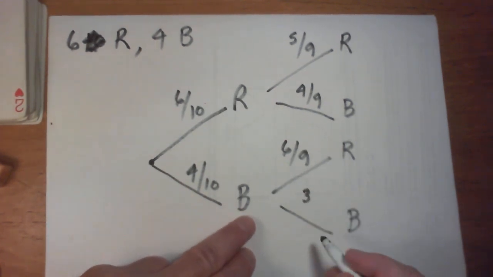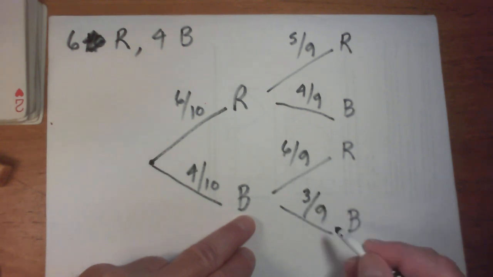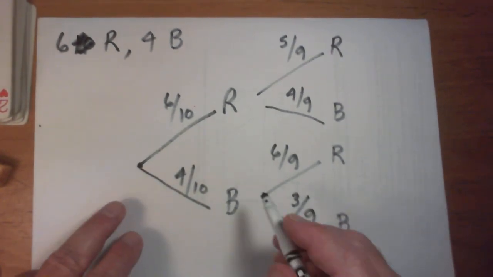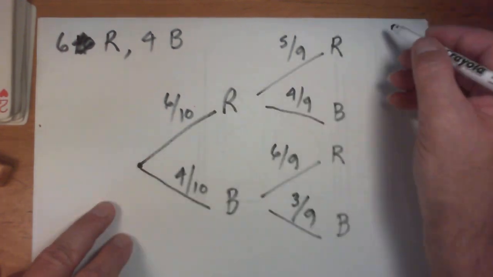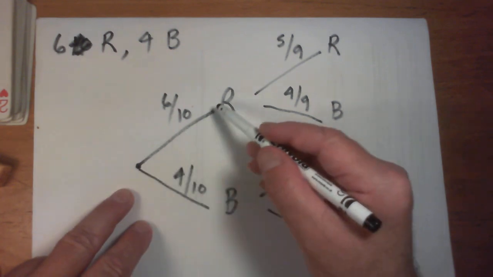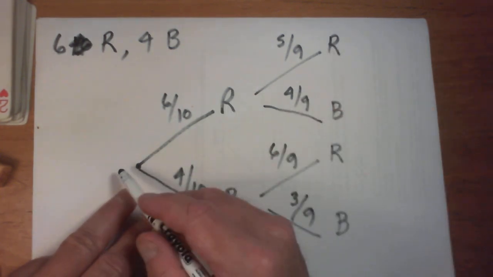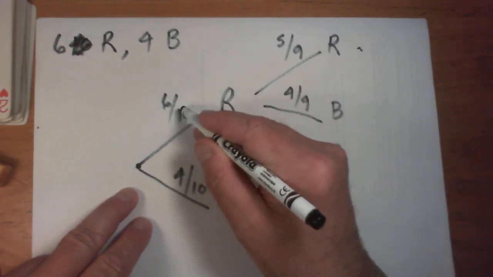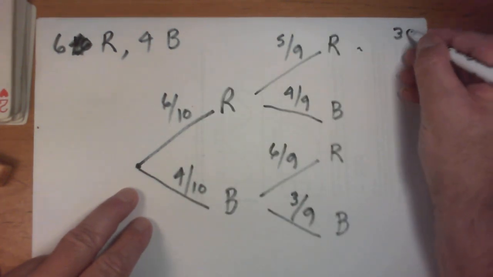And if I get a blue, there's only going to be 3 blue balls, so 3/9 on the second attempt. So remember now that I multiply right across each branch. Multiply across here, that's equivalent to saying the probability of a red on both occasions. So that's going to be 30/90.